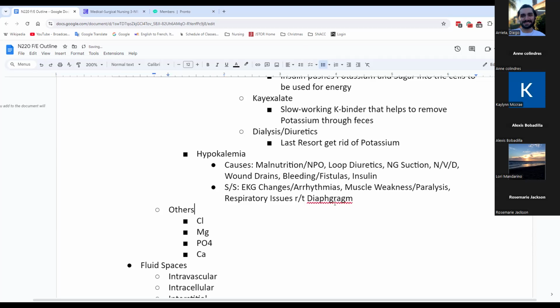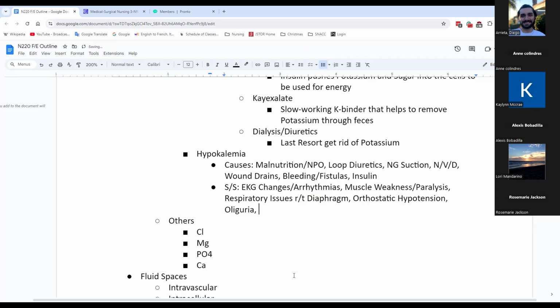diaphragm. Okay. What else was I saying? Respiratory changes, muscle weakness, orthostatic hypotension. Yeah, orthostatic hypotension. You have, I think, oliguria with this one. So less urine output, maybe like a thready pulse. So this one's not oliguria. This one's polyuria. Sorry.